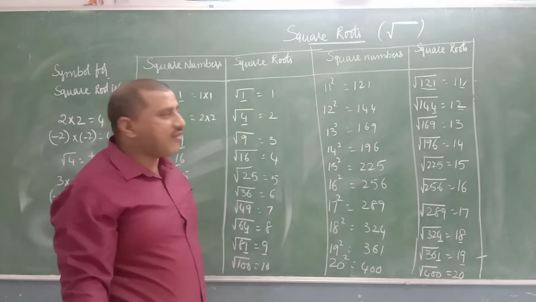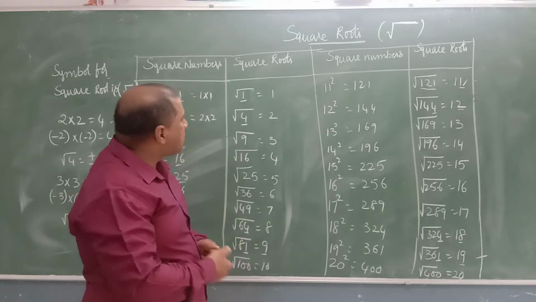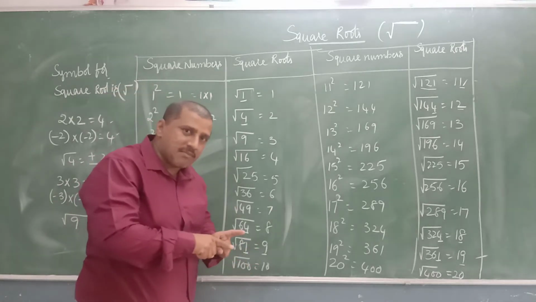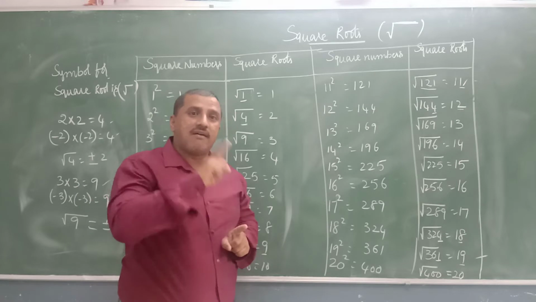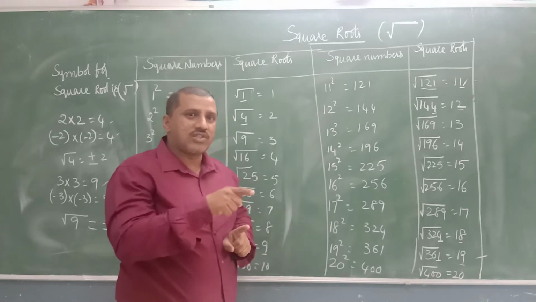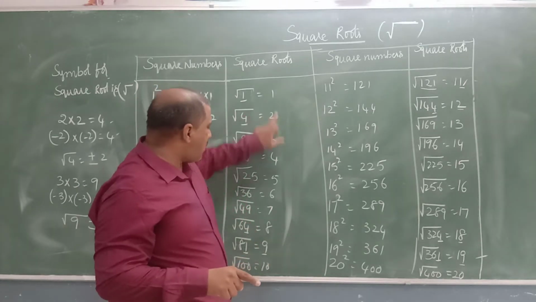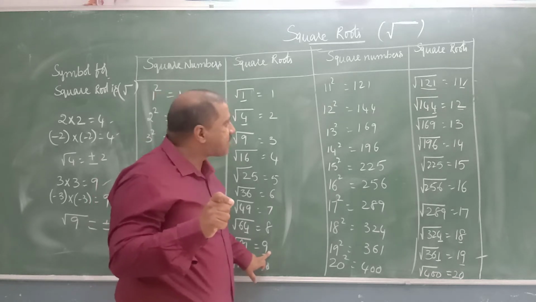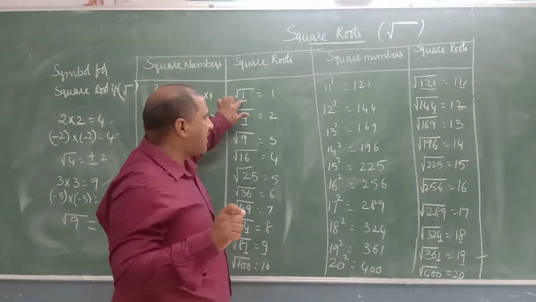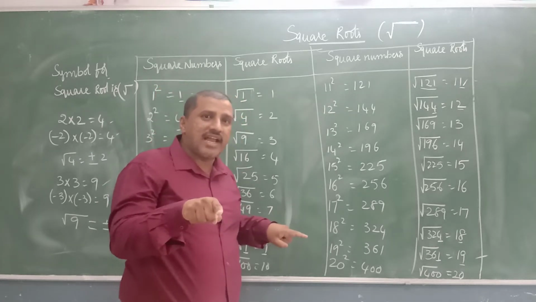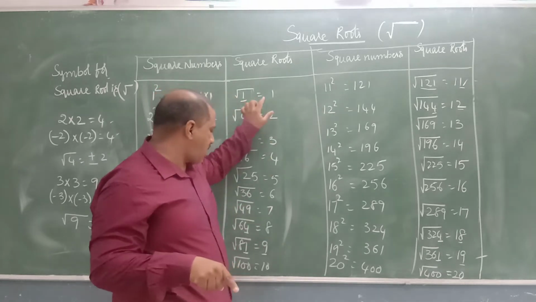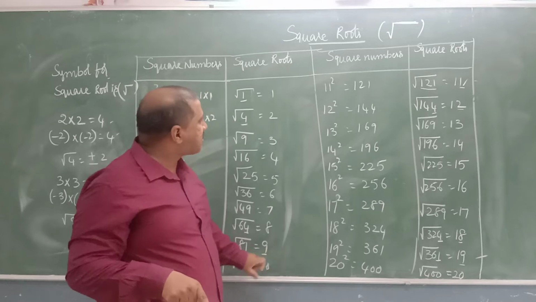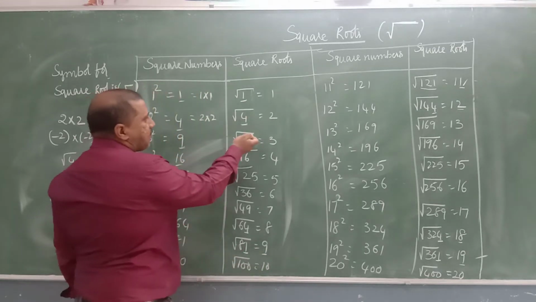So from this, what can we conclude? The perfect square numbers which are ending with 1, their square roots will end with either 1 or 9. I repeat once again: the squares which are ending with 1, their square roots will always end with either 1 or 9. Similarly, we will study the next property.